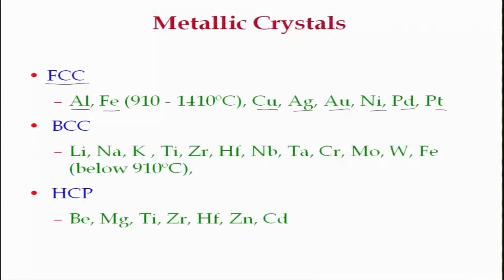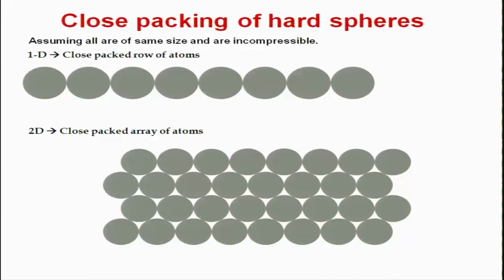So, let us first look at the structure of metals by packing of spheres in space. Assuming all the spheres are hard, incompressible, and of the same size. In 1D you can have a close packed row of atoms, all the atoms packed next to each other along a row. In the 2D case, the close packed array may be something like that.